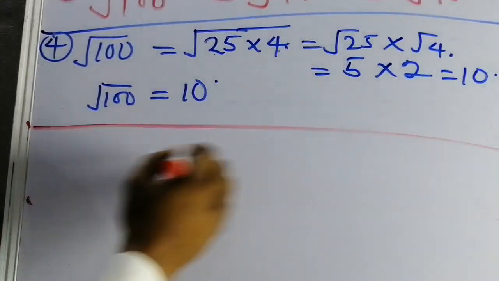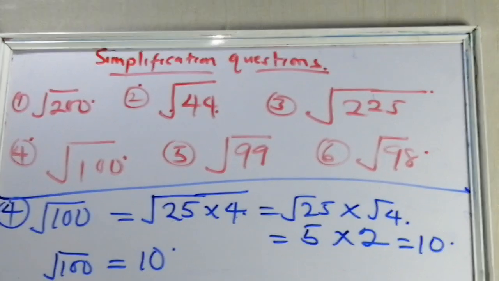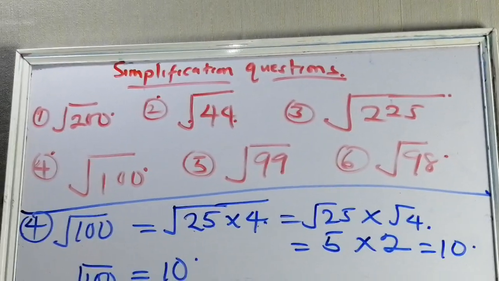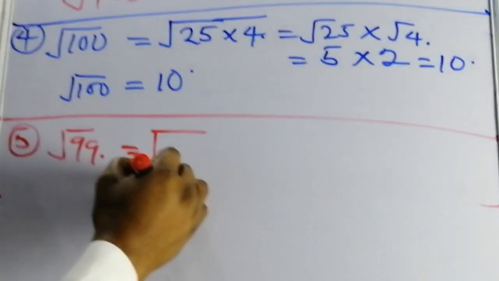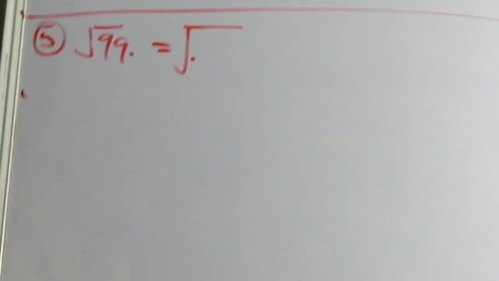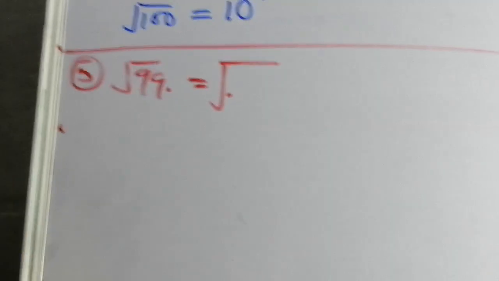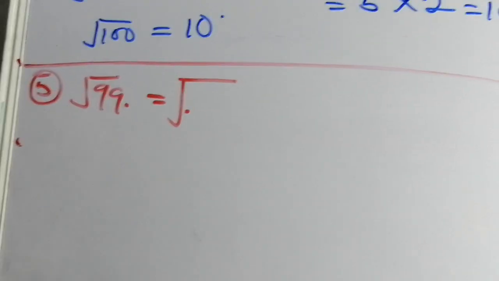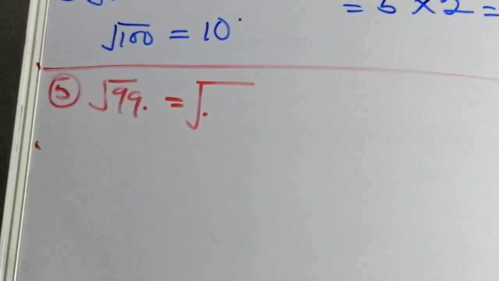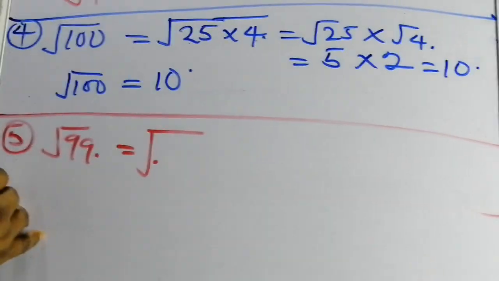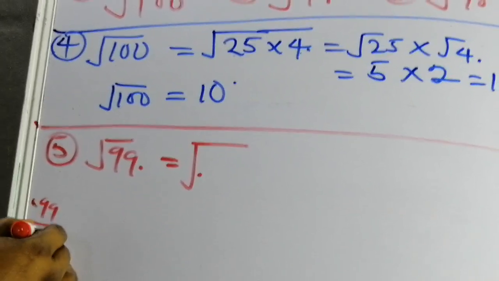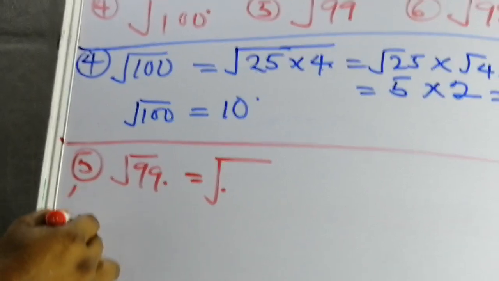Okay, so if we go to number 5, this is root 99. We are told to simplify this to the lowest form. So it means if you look at it very well, 9 can go here. I can say you can also use 3. If you use 3, it will also work for you. Okay, it's just that it might be longer, but you will still arrive at the same answer. But here, I can also see that 9 can go. If I say 9 divided by 9, 9 here 1, 9 here 1, 9 here 1.